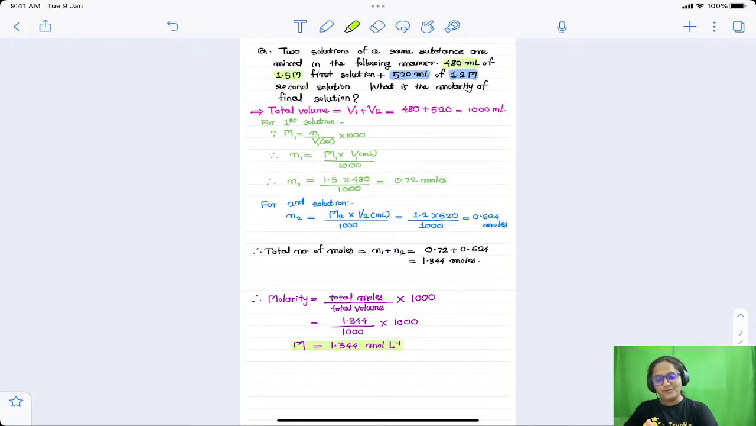Okay, so that's all for today. Today we have discussed the different concentration terms, in which we have seen molarity in detail. Other concentration terms we will discuss some other day. So that's all for today.